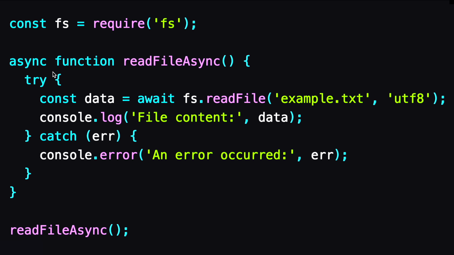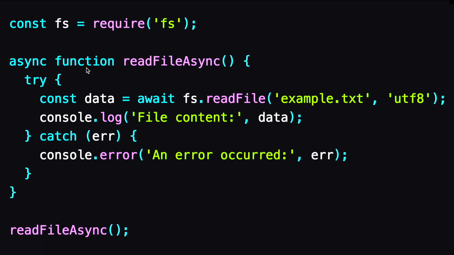An async function, like this one, is a function that returns a promise, and within it, the await keyword can be used to pause the execution of the function until a promise is resolved or rejected. The await keyword can only be used inside async functions, and it effectively handles asynchronous operations by pausing the function execution until the awaited promise settles.